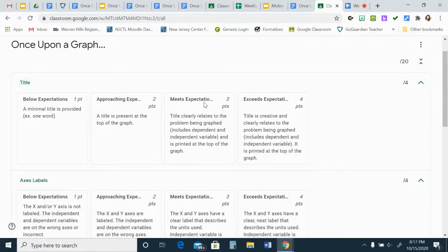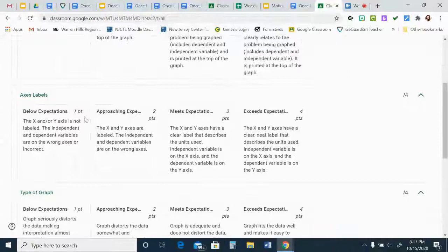So the title, in order to get the highest score for a title, make sure that it's creative. It clearly relates to the problem being graphed, including that it includes the dependent and independent variables, and it's at the top of the graph. The axes labels, remember those are also important. So to get a 4, the X and Y axes have a clear, neat label that describe the units used. Independent variables on the X-axis and the dependent variables on the Y-axis. So in case you forget, it is right here on the rubric.